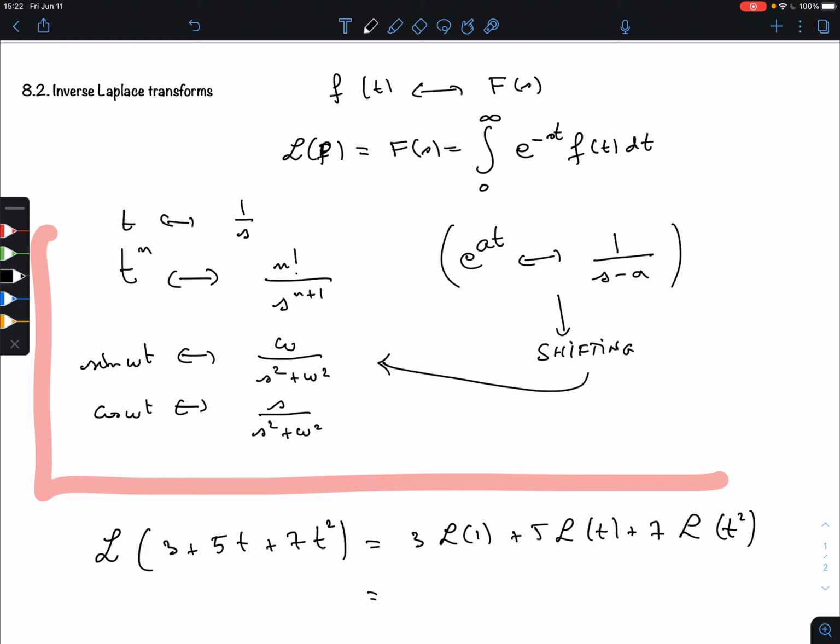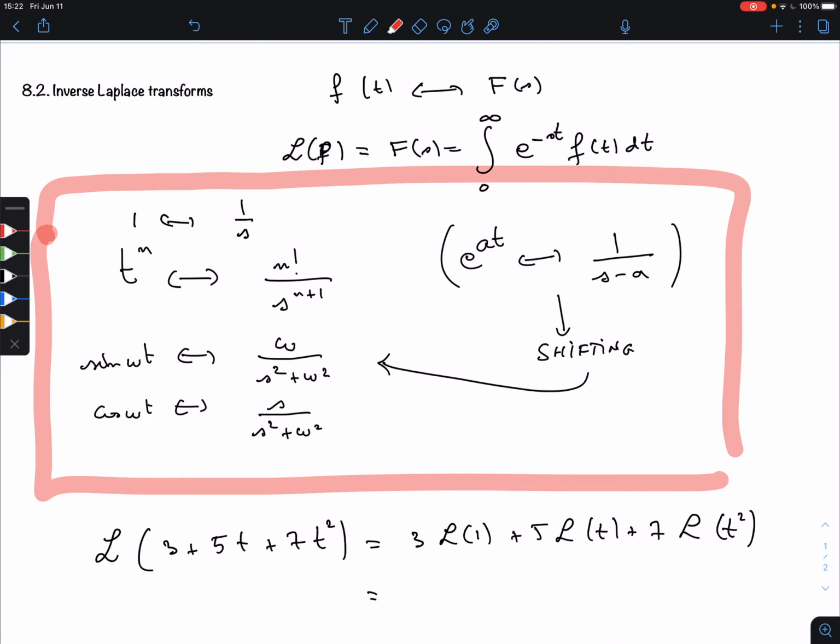1 corresponds to 1. t corresponds to 1 over s squared, right? Okay. So 1 corresponds to 1 over s. That is perhaps the weirdest of all. That's because you always think, oh, 1, nothing happens. But even with 1, something happens, okay?